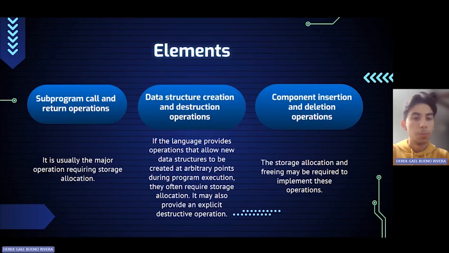Next one, the subprogram call and return operations. These procedures involve the allocation of storage for a subprogram activation record and the local referencing environment, and additional data when a subprogram is called. This allocation process is frequently a significant operation that needs storage allocation.